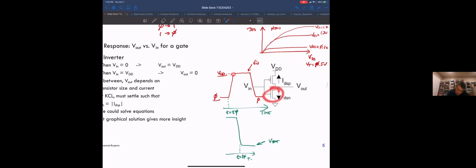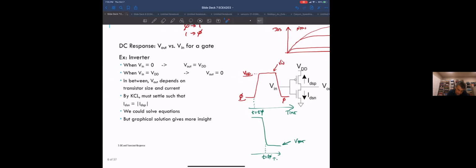At this point, the drain source is going to be fairly low. So I'm going to end up here in the linear part of this curve, and then eventually it's going to drive this point to ground. So basically, that's what's going on with the different transitions.